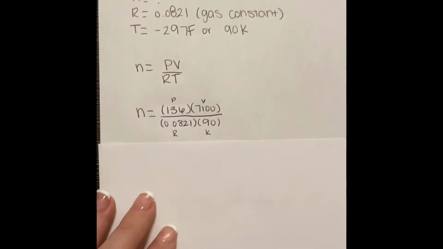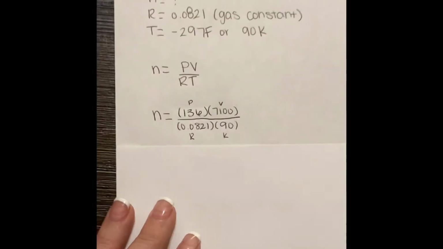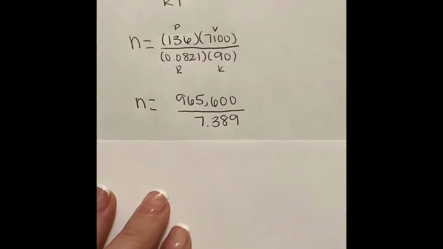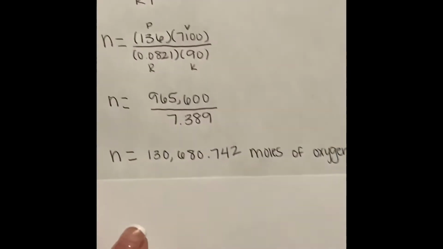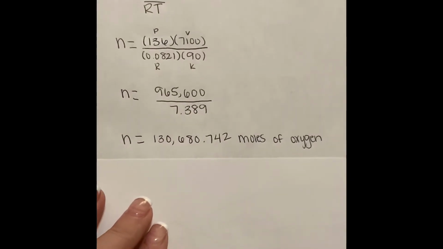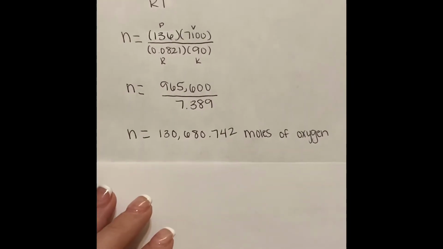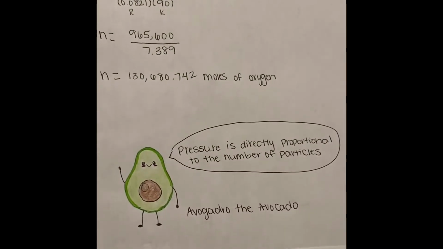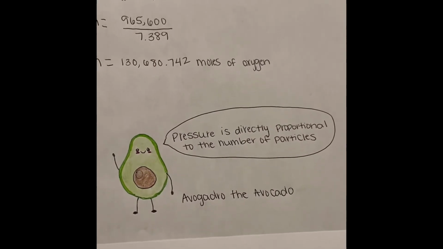So this is what our equation looks like. You have n equals PV over RT. And after solving, we get n equals 965,600 over 7.389, which turns out to be 130,680.742 moles of oxygen inside of a full tank. And if we look at the avocado, we can tell that pressure is directly proportional to the number of particles.